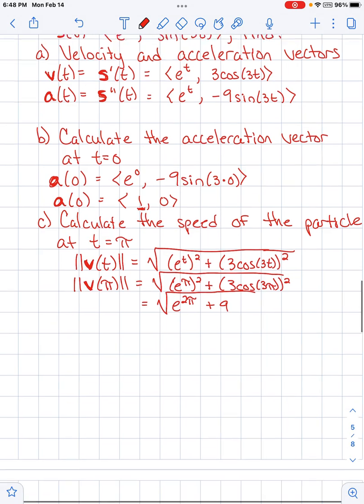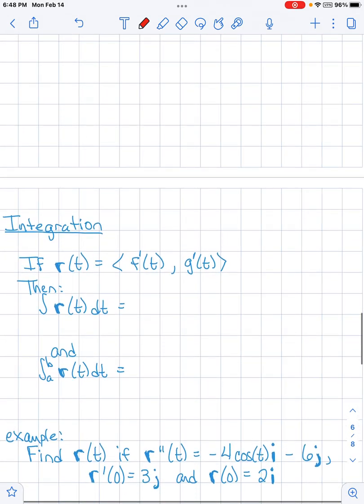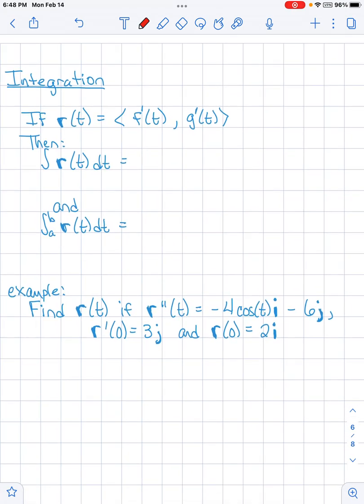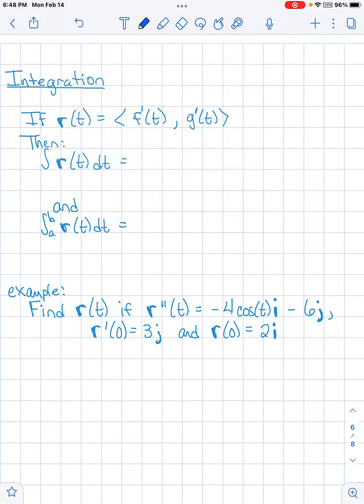Okay, that was good. Now, let's take a little diversion on these application problems and let's talk about integration for a moment. So if we have a position function, or I guess in this case this looks more like a velocity function that is made up of f prime of t and g prime of t. Well, then the antiderivative of that vector is found by just taking the antiderivative of each part separately.